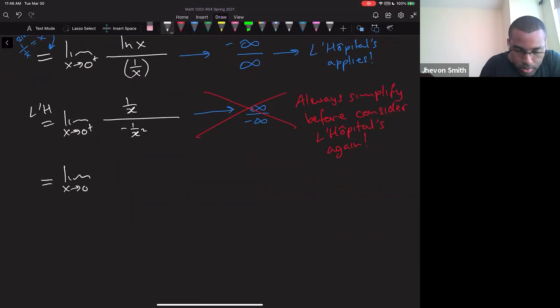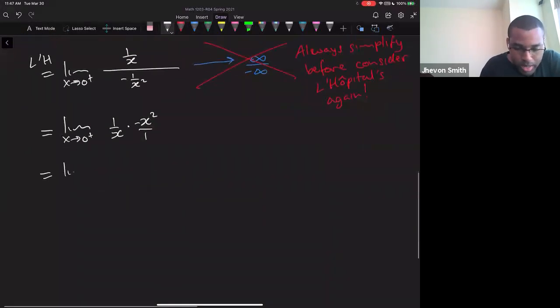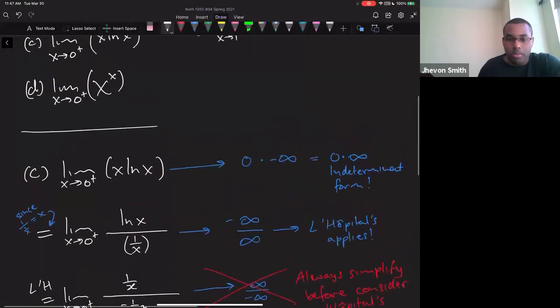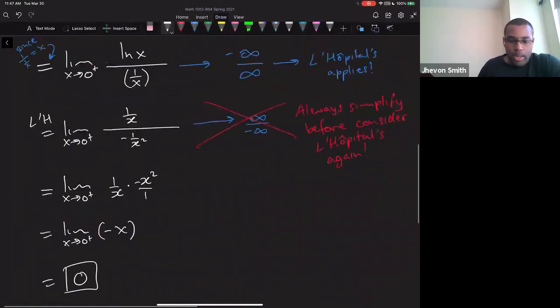Here, you keep, change, flip. So that is going to be the limit as x approaches 0 of negative x, which is super clear. That's not indeterminate. I know what that is. That is 0. Okay, so I only need L'Hopital's rule once here. You may not have noticed that if you just decided to go into L'Hopital's rule again. As I said, you don't just randomly apply strategies. You deliberate a little. You think, is this strategy worth it here? Can I simplify first? Apply the lower level rules first. And you realize this is 0.